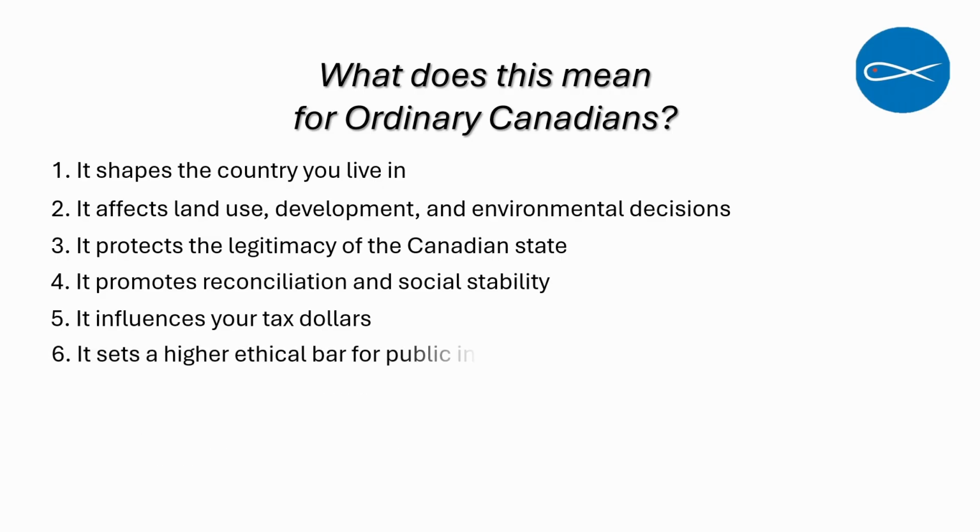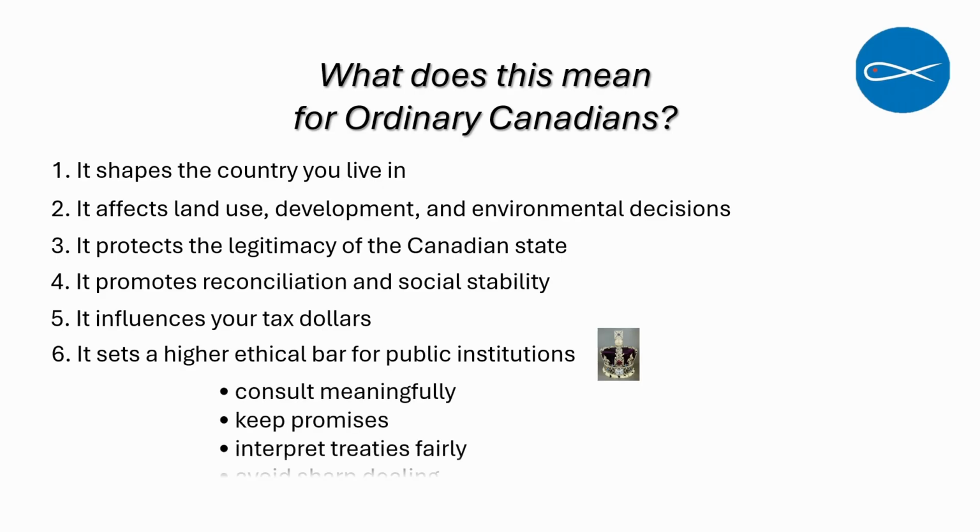Number six, it sets a higher ethical bar for public institutions. The honor of the Crown requires governments to consult meaningfully, keep promises, interpret treaties fairly, avoid sharp dealing, and act with integrity. These standards spill over into the broader public service. They influence how bureaucrats, regulators, and ministers are supposed to operate in all areas, not just Indigenous affairs.